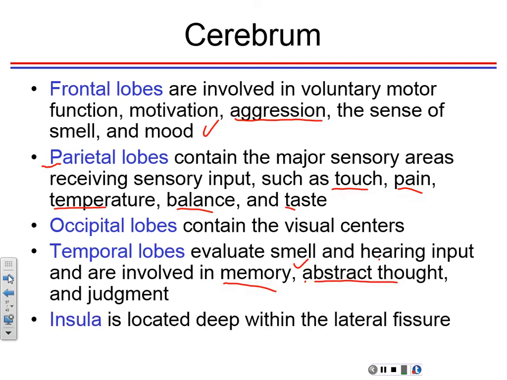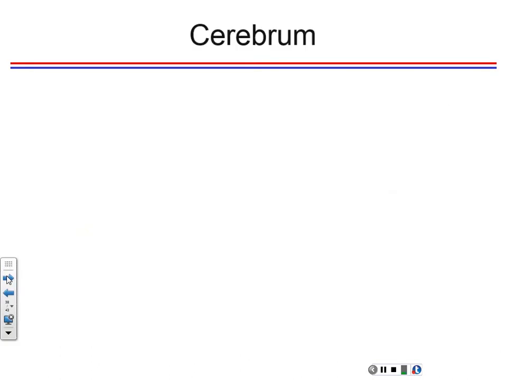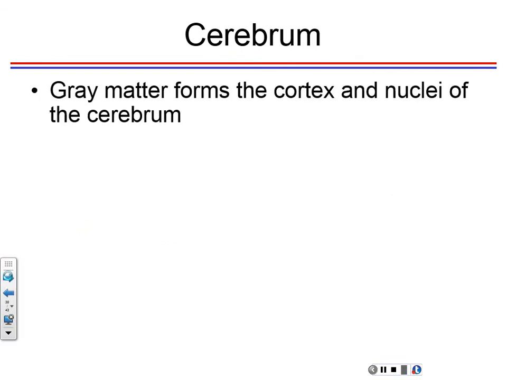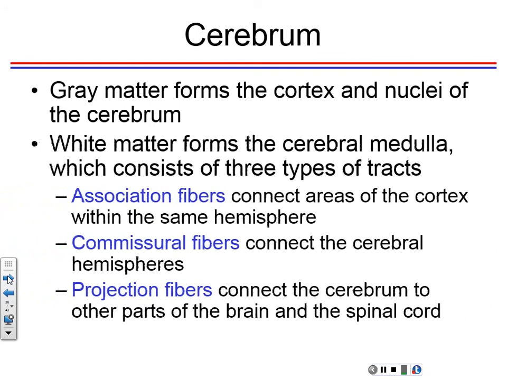And then the insula is located deep within the lateral fissure. It has some function in taste as well, but it's one of the smaller ones. It's still considered a lobe of the brain, right? So of course, you should know a few functions for each of these lobes, because sometimes I ask, can you list the different lobes of the brain and their functions?